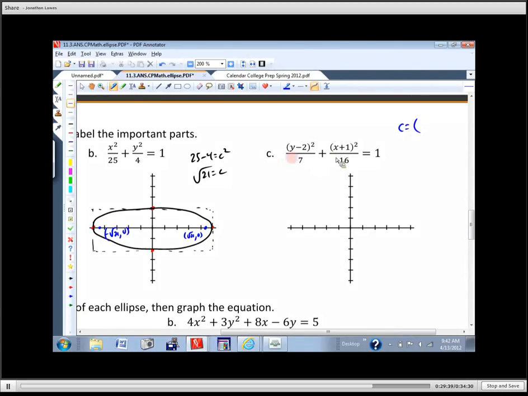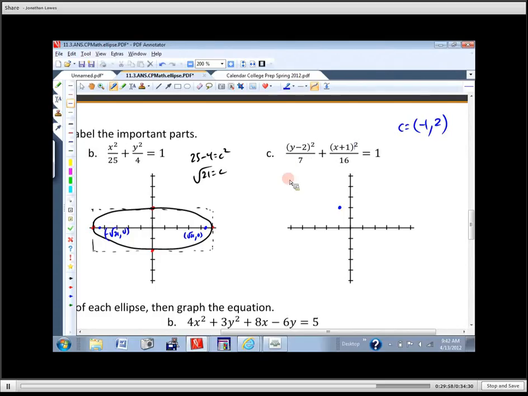Careful. Okay, find the x, negative 1. Find the y, 2. So this is centered at negative 1, comma 2. So I'm going to go back 1 and up 2. Right there is the center. This tells me how far I'm going to go in the x direction. This tells me how far I'm going to go in the y direction.